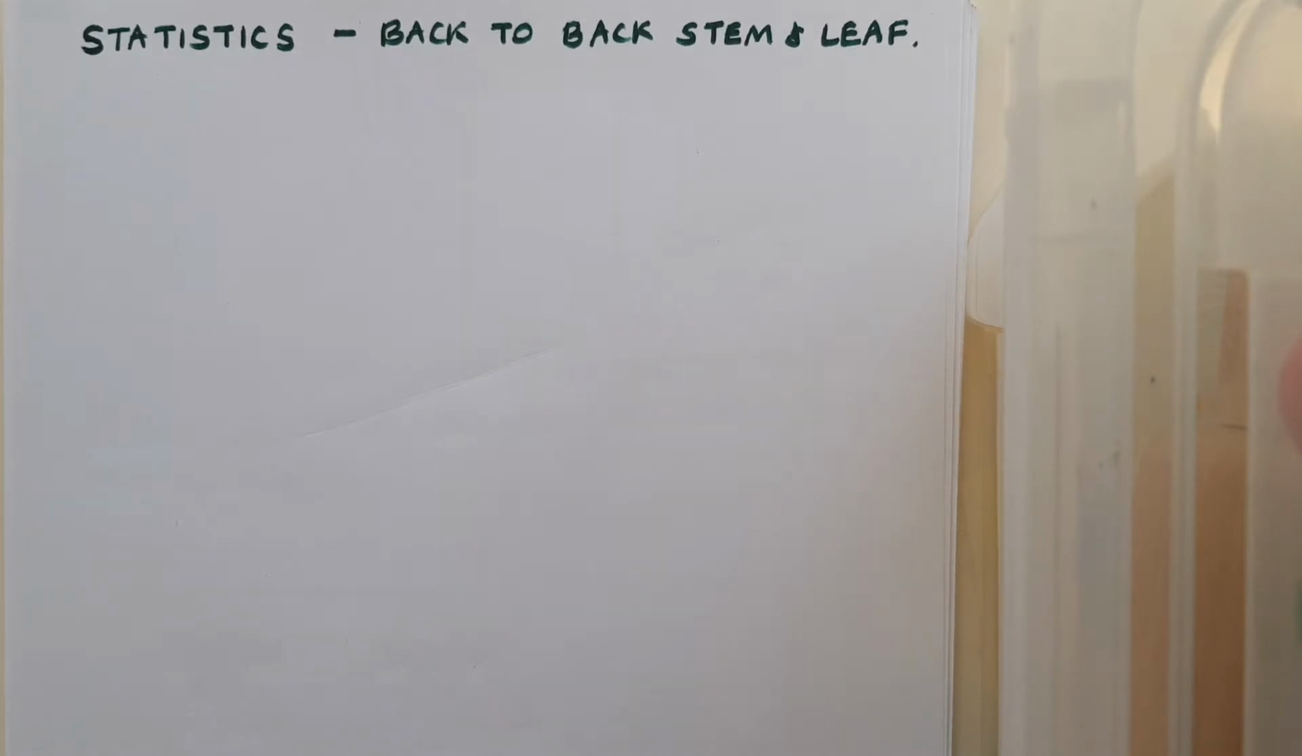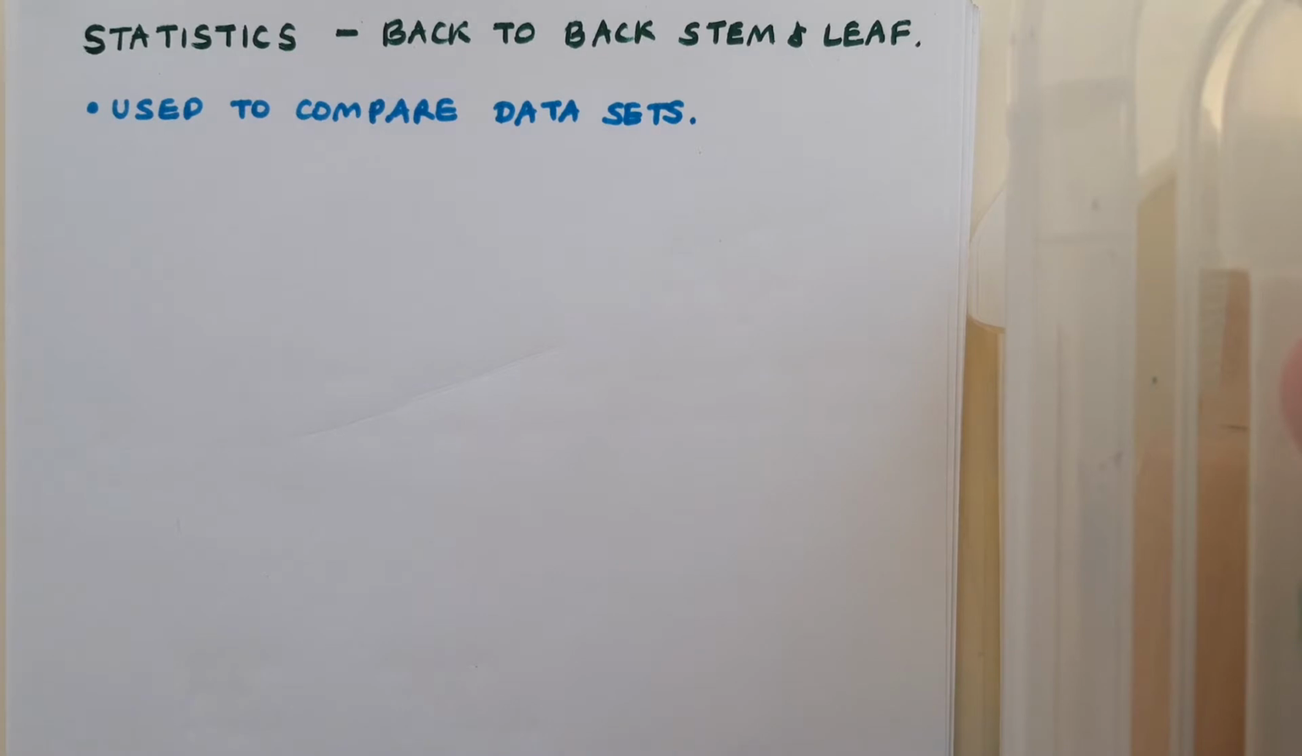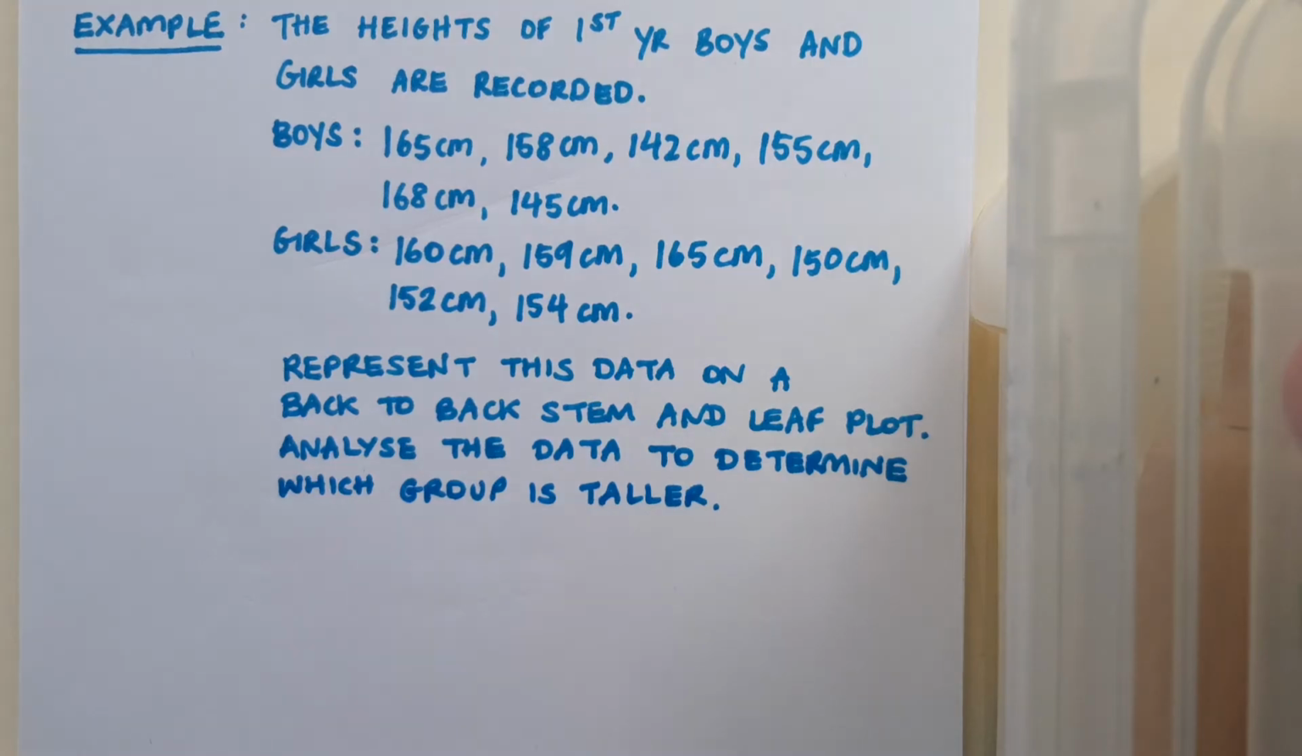This is a statistics video about back-to-back stem and leaf plots. Back-to-back stem and leaf plots are used to compare data sets. So here we have an example.